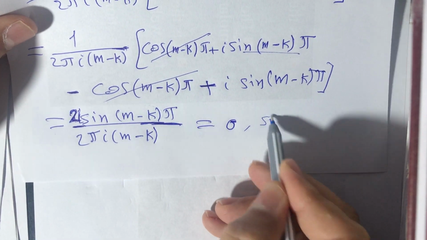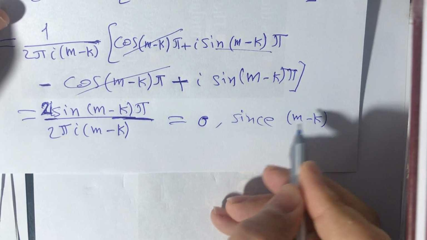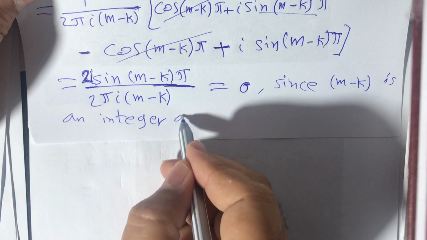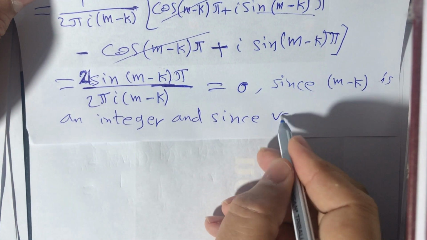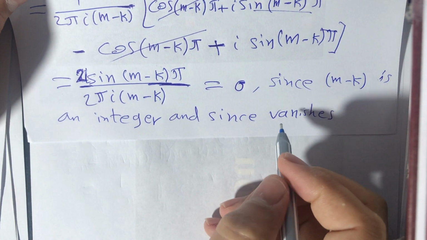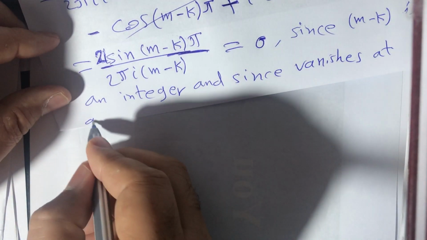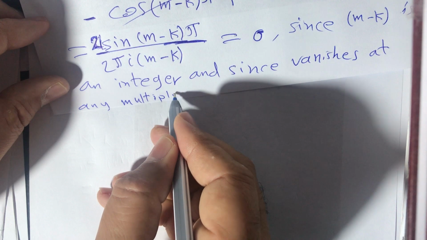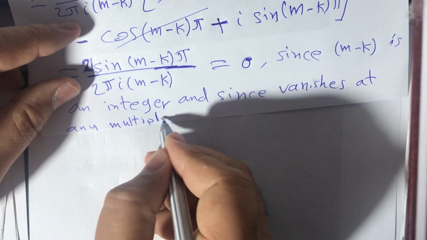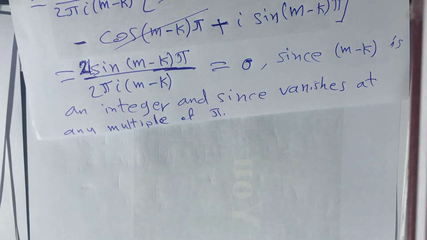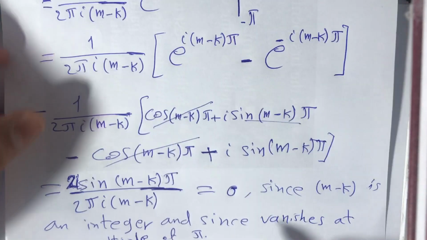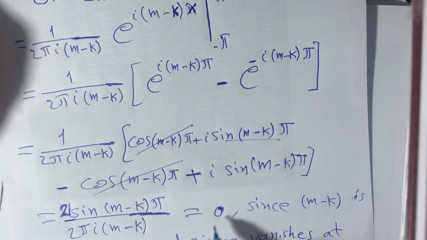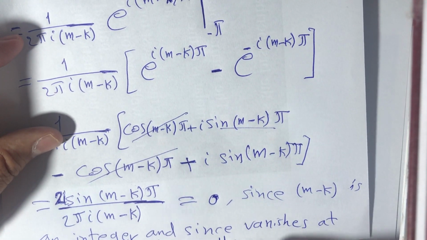Since m minus k is an integer, and since sine vanishes at any multiple of π, this shows that for any two different m and k the inner product will be 0, so this is orthogonal. This is page number 4.